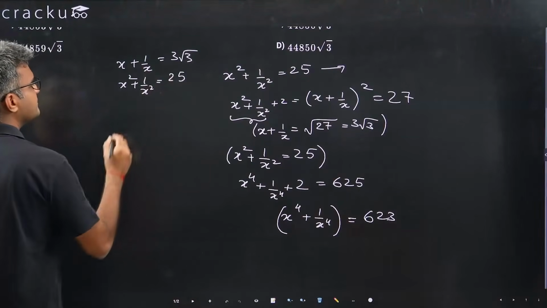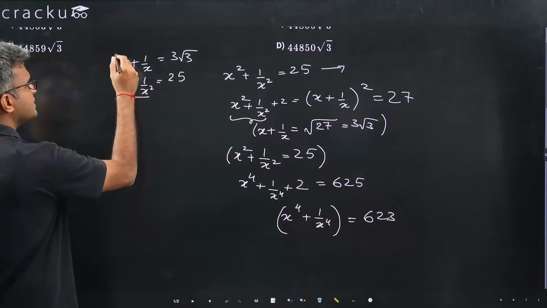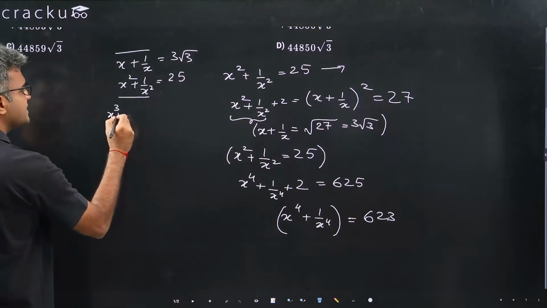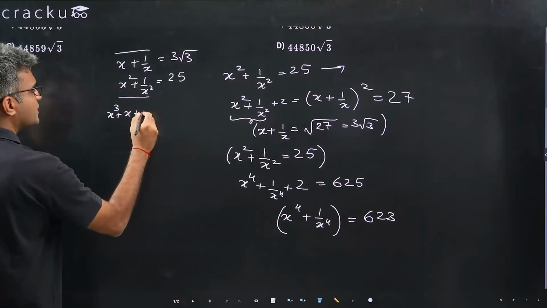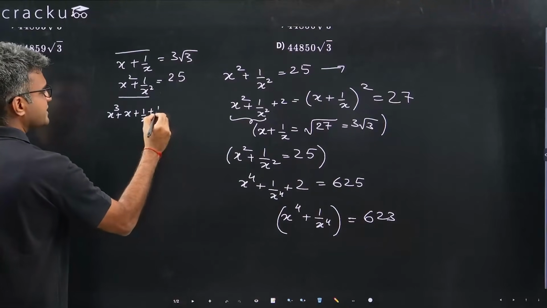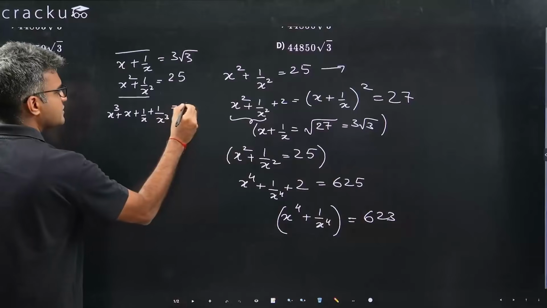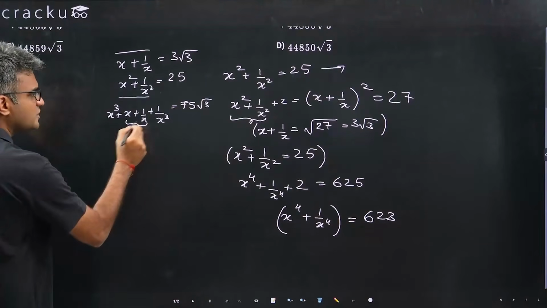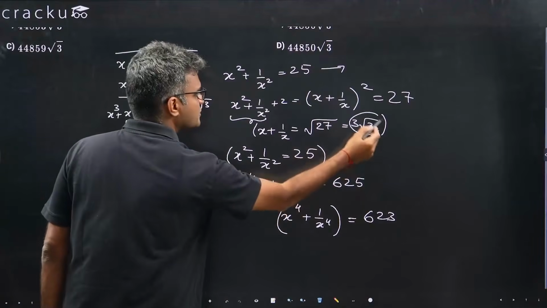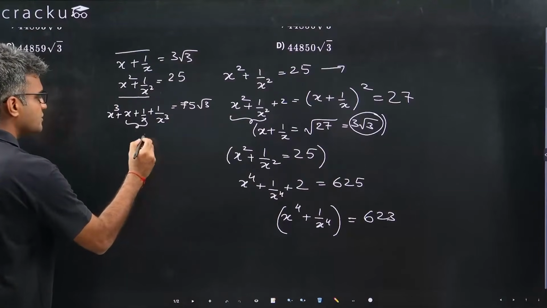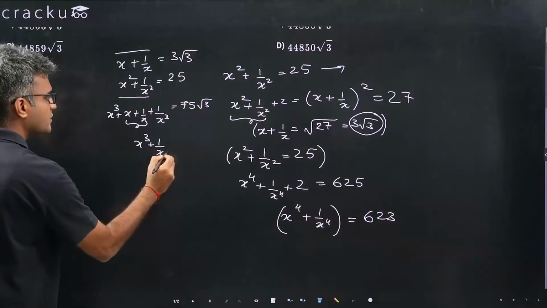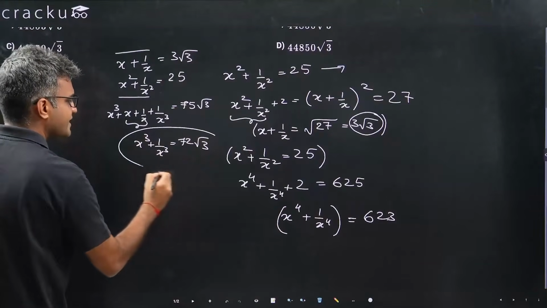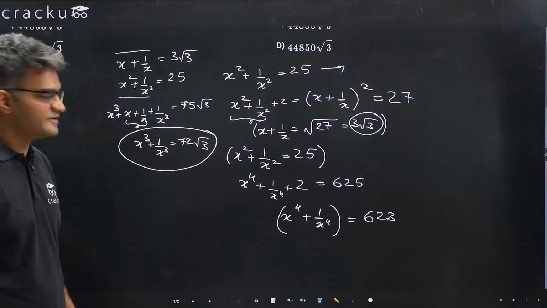If you multiply both of them, what is x square plus 1 by x square into x plus 1 by x? This will be x cube plus x plus 1 by x plus 1 by x cube. This is equal to 75 root 3. But x plus 1 by x over here is equal to 3 square root of 3. So x cube plus 1 by x cube is equal to 72 square root of 3.